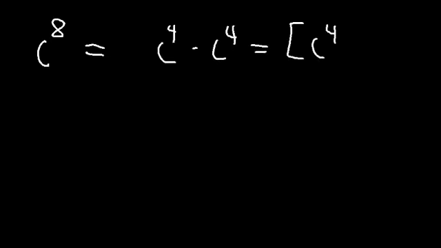So let's try another example. Let's say we want to simplify i raised to the 8th power. Now notice that 8 is a multiple of 4. So you can write it as i to the 4th times i to the 4th, or simply i to the 4th raised to the 2nd power, since you have 2 of them. And 4 times 2 is 8.